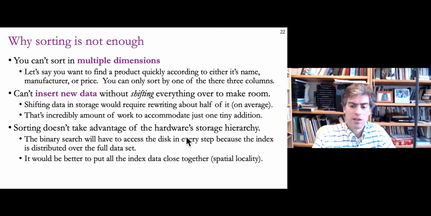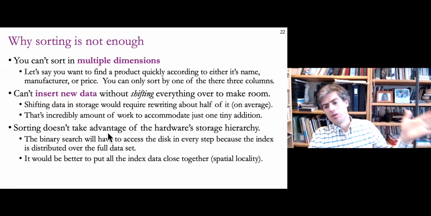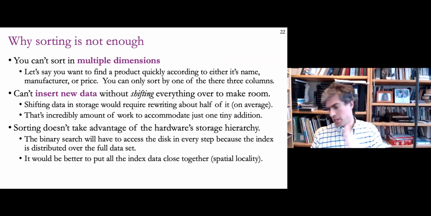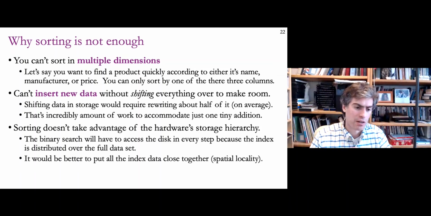Sorting also doesn't take advantage of the hardware storage hierarchy. So even if you do have just one dimension, that binary search you're doing across the whole data set will involve reads in dramatically different locations, which is not good for CPU caches. That's a little bit of a subtlety. But the first two are quite important and easy to see.